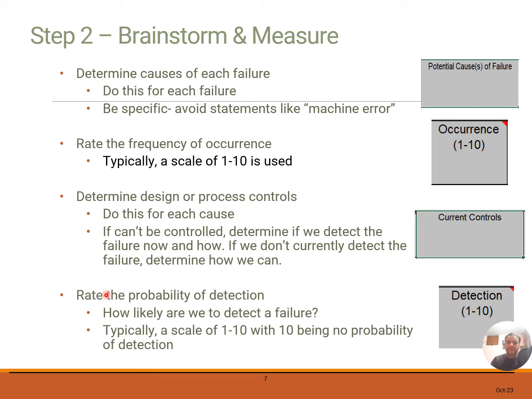The next one is to rate the probability of detection on a scale of 1 to 10. This rating reflects how likely we are to detect a failure before it impacts the process or the end product. A high score indicates that the problem is tough to detect and most likely is going to impact the customer, whereas a low detection score indicates the problem can be detected upfront during the process itself.